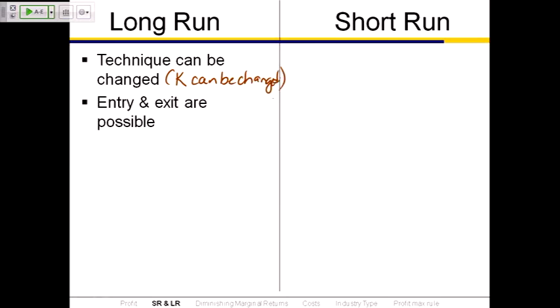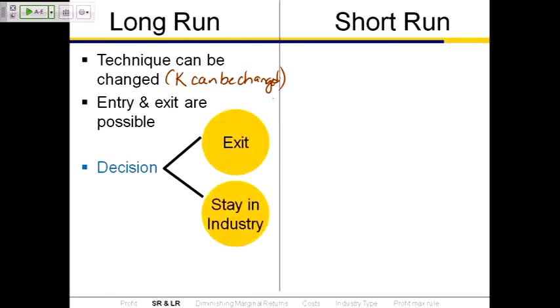In the long run, by definition, entry into and exit out of the industry are possible. So the definition of the long run is a time period long enough so other people can enter that industry and start competing with existing firms, or existing firms can exit that industry. That's the definition of the long run. The decision that firms make in the long run is whether or not to exit the industry or to stay put. So firms that are producing some output, the long run decision that they're always facing is, do I stay in this industry or do I need to exit the industry?